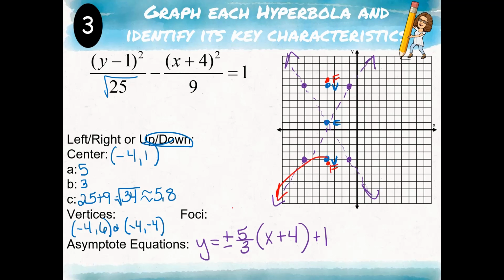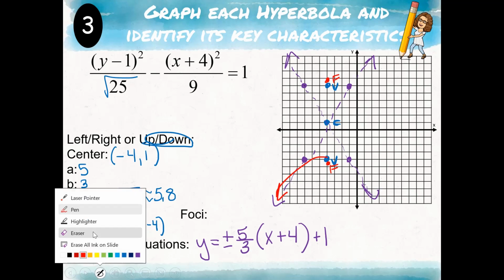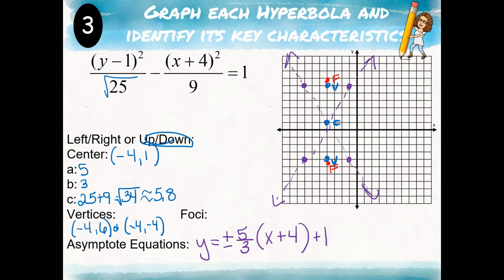Then I'm going to draw in, whoop, that's a bad drawing. Marsh, the hyperbola can't go through the asymptote. There we go. Right there and right there. And those ordered pairs for those foci. So I definitely have an x value of negative 4. I started at 1, and then I went up square root of 34, and I went down the square root of 34. So I'm going to say I went up and down the square root of 34 for my ordered pair.